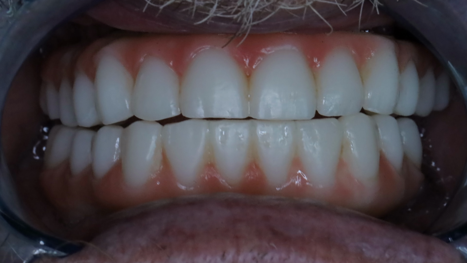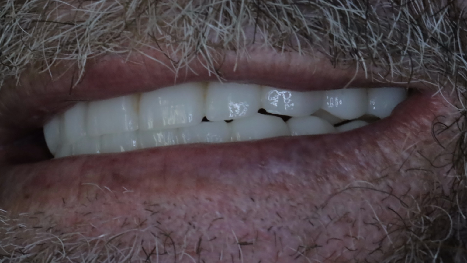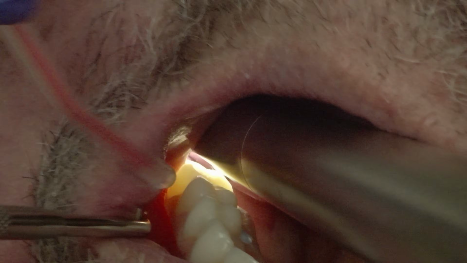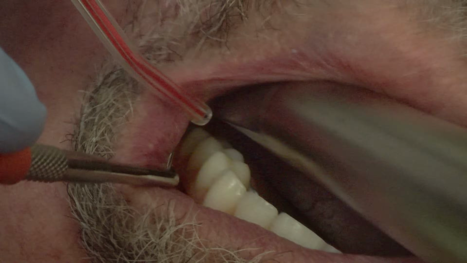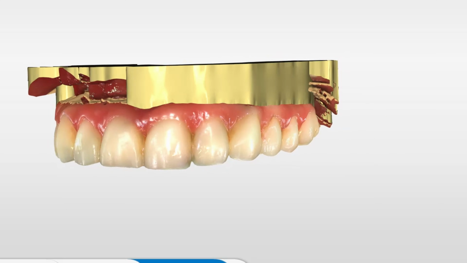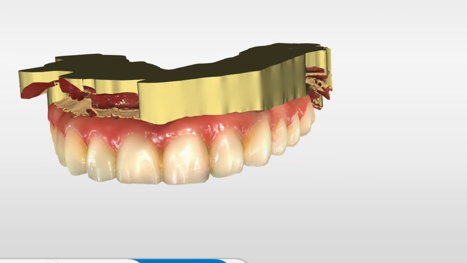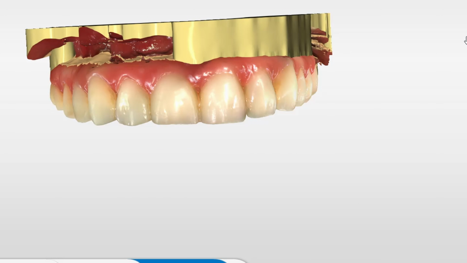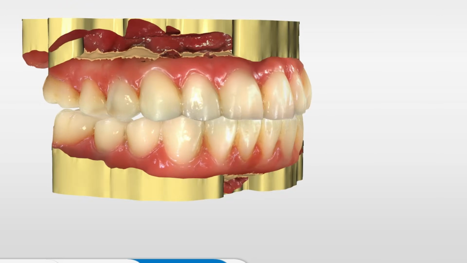So we just start out this appointment by talking about everything, how everything has went, and the changes that they desire from the current set that they have. Next, we take pictures of everything in the current status. Then we take a couple of scans again. The first scan is with the teeth in the mouth, so we can get the current bite or orientation of the teeth, since these dentures have worn down a little bit over the last few months.